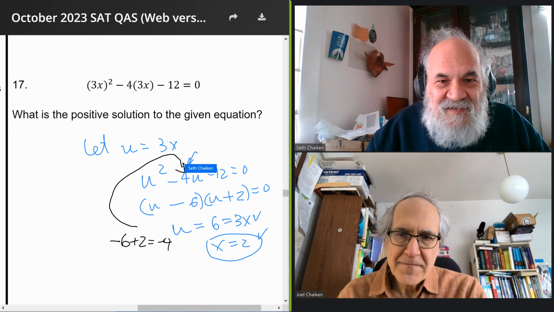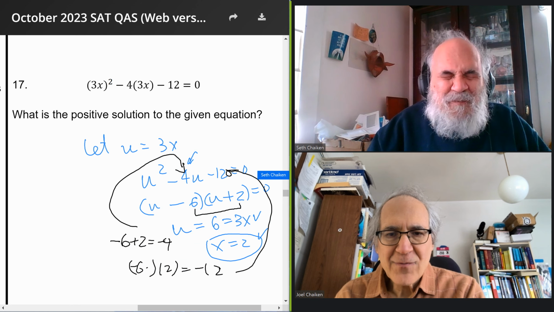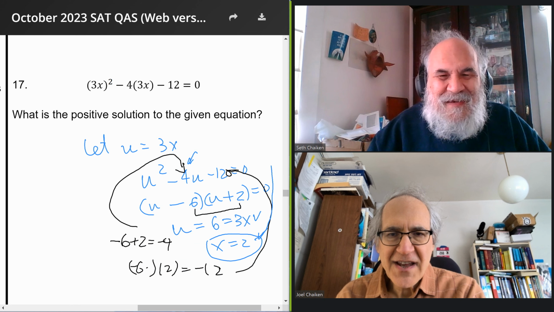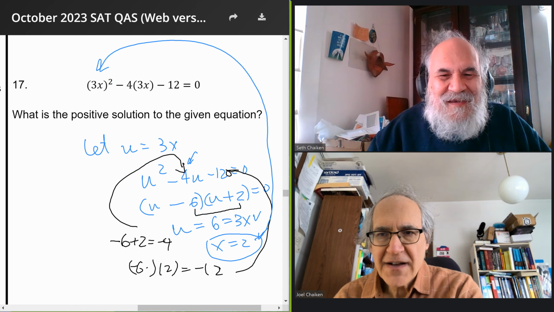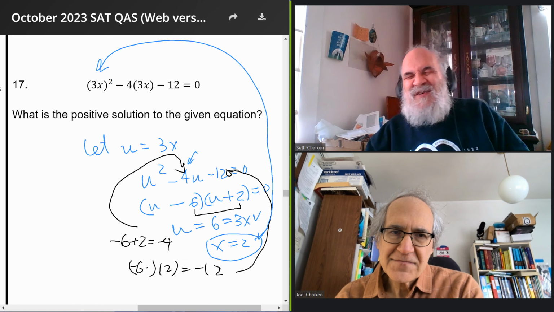And then take minus 6 times 2, you get minus 12. Check that. But I'm wondering whether, if one's checking, maybe you should just check x is equal to 2 directly into this. Nah, that's too much calculation.